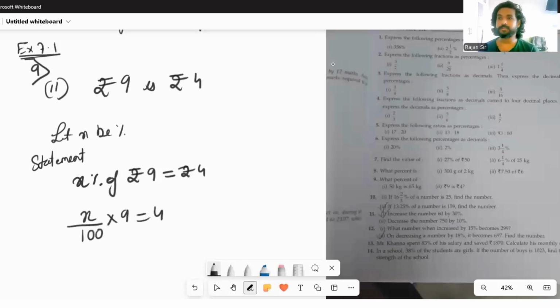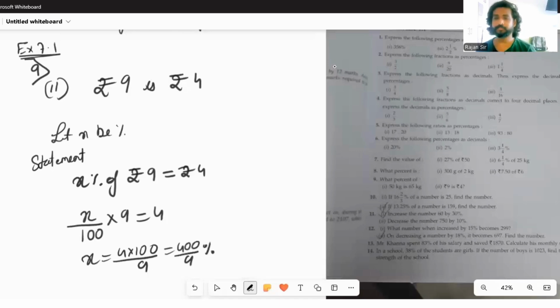Now remember, you have to find the answer in percent. Since 9 and 100 are not cutting, you can take it directly there. We have 4 into 100 divided by 9. So ultimately 400 by 9%. Whatever you divide and get, that would be the answer. 4 9s are 36, again we have 4, again 4, and again 4. So we got 4 and 4. So that is 44.44%. I hope that's right.